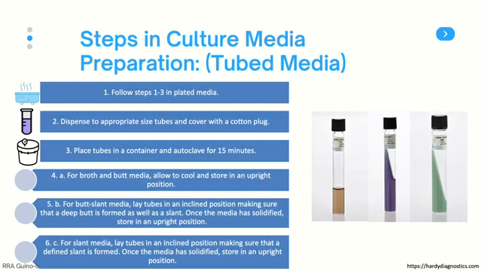Once you have autoclaved your tubed media, you can now proceed in 3 ways. The first is for broth and butt media. You simply allow the tubes to cool in an upright position and store them as well in an upright position. For butt slant preparations, lay the tubes in an inclined position, making sure that a deep butt is formed as well as a slant. Once the media has solidified, store the tubes in an upright position.